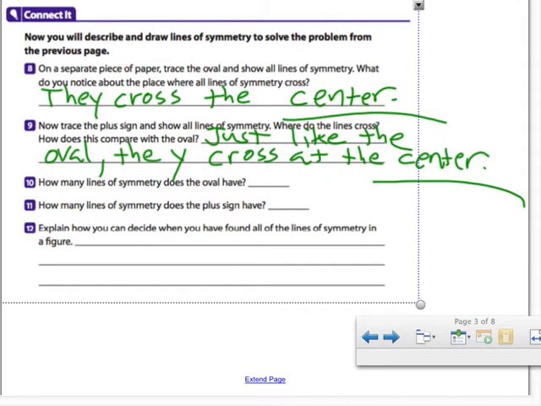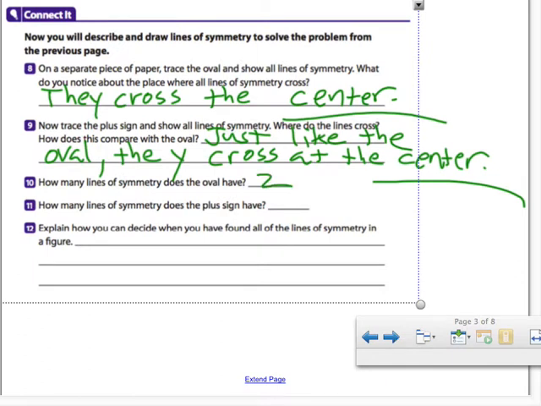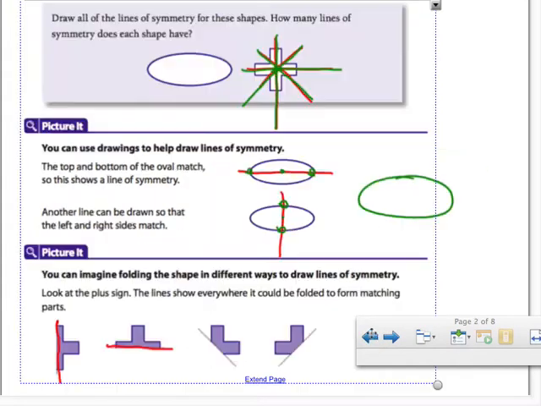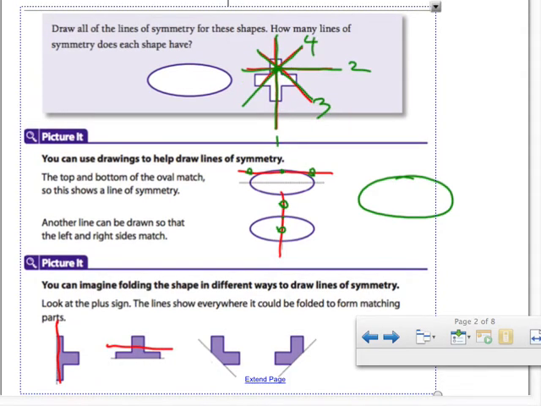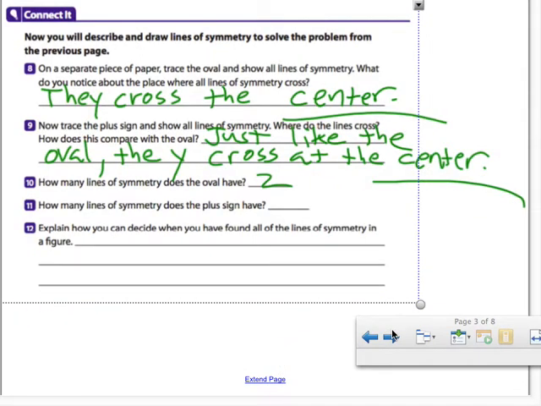How many lines of symmetry does the oval have? Double check. It had 2. Up and down and straight across. How many lines of symmetry does the plus sign have? Double check. Oop, went too far. Sorry about that. Up and down is 1. Side to side is 2. That diagonal's 3, and that diagonal's 4. Whoops, I moved the shape. There you go.